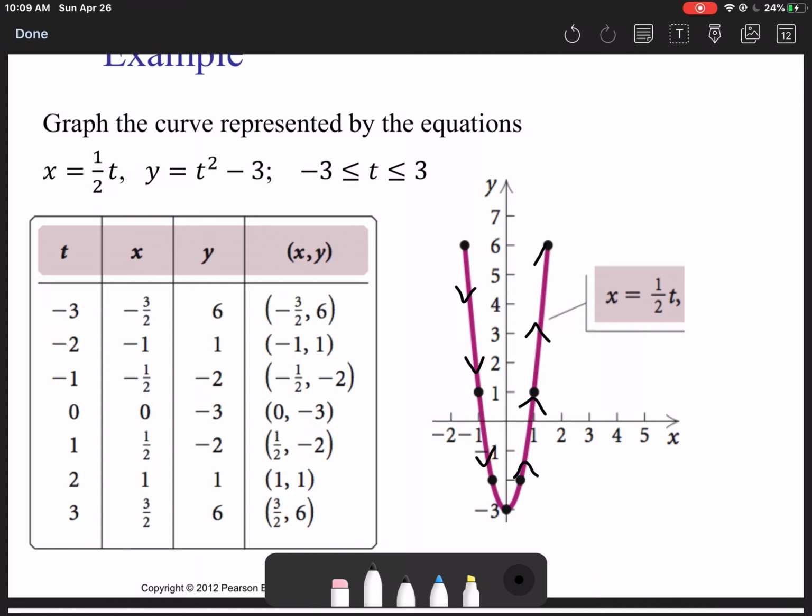Again, I don't want to put an arrow on the endpoint, because the graph stops at that point, and that can be misleading. Normally we would think the graph continues, and it doesn't. So I don't put an arrow on the endpoint if my graph stops.